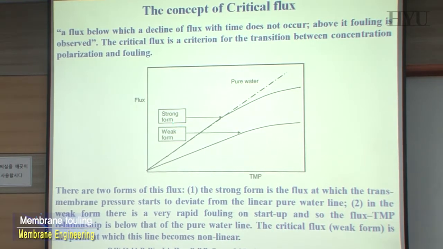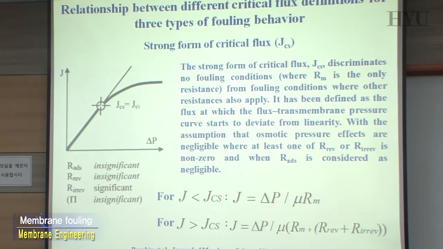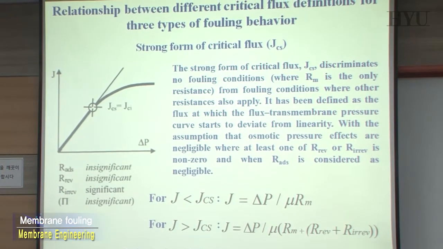But there is another one, and that is called the weak one. When you have a weak form, that means the deviation starts immediately. When you start to increase the flux with transmembrane pressure, the deviation is immediate. And that is the worst situation, because for sure you will never have a linear behavior here. And easily you will arrive at what is also called the critical limit.